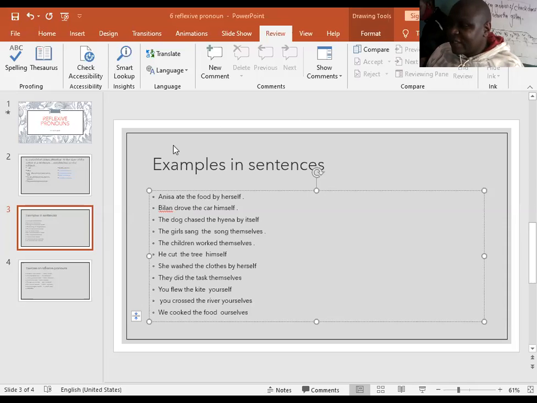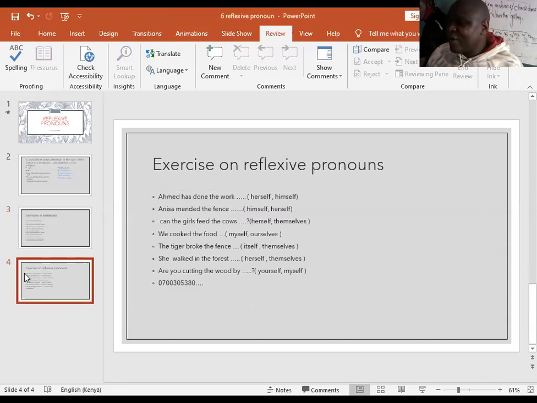I believe those examples now open up your mind and enable you to understand better the use of reflexive pronouns. So here we have an exercise on reflexive pronouns, and this exercise comprises 7 questions. You are going to have those questions in your exercise book, write them, and forward to the number given down there. But it is only right that I go through the questions.